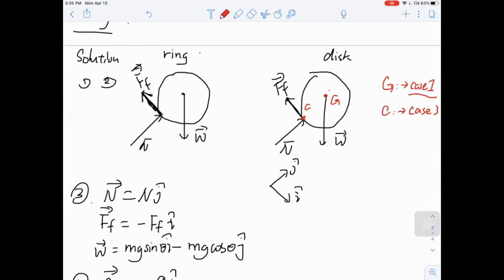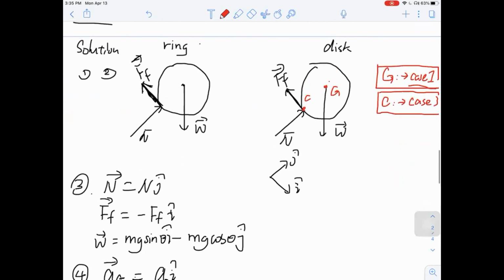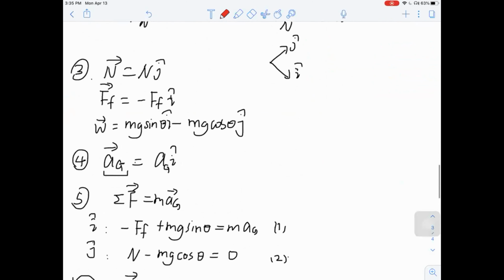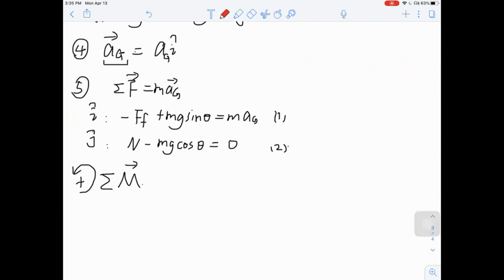Okay, so you can have two different approaches for this problem. Either pick G for case 1, or you can pick C for case 3. So let's pick point C. So pick point C, find the moment about point C. And this will simplify our equation to just I_C times alpha.